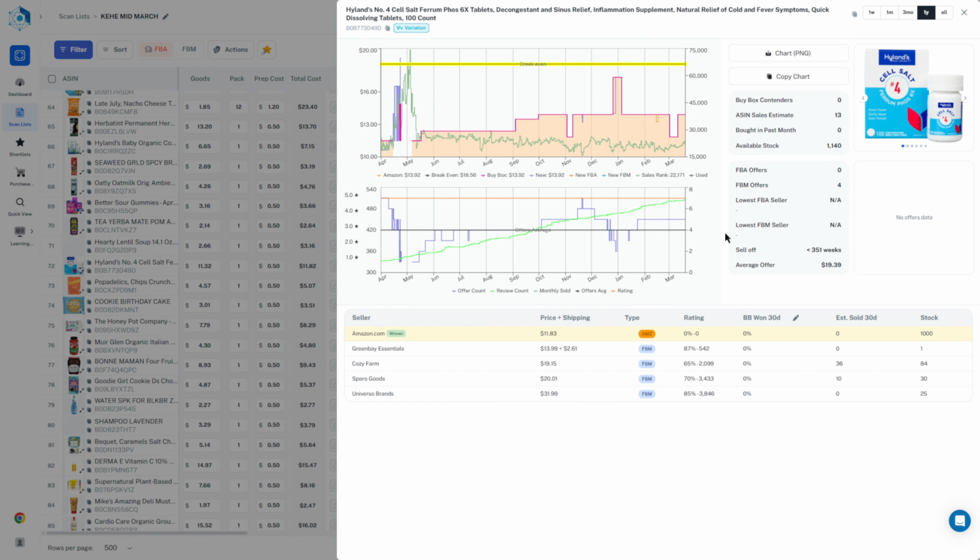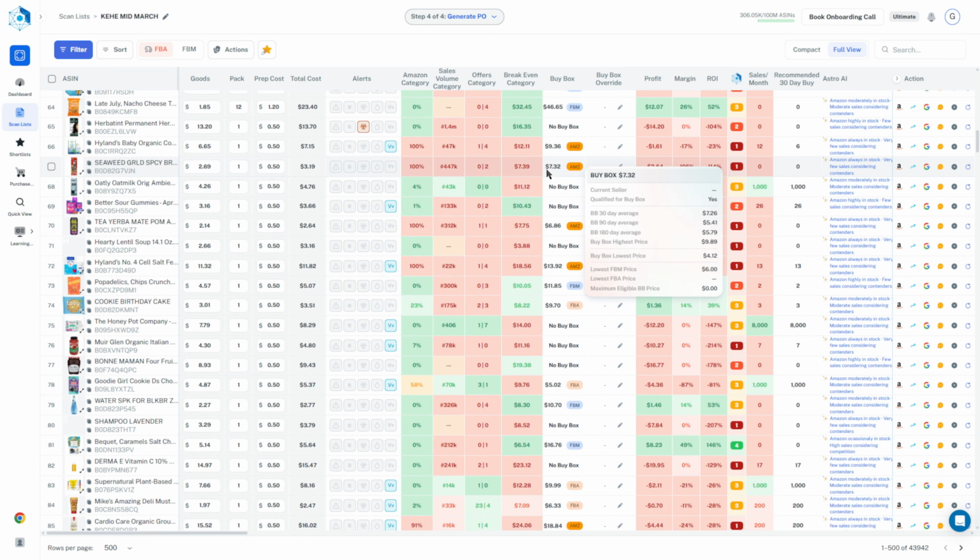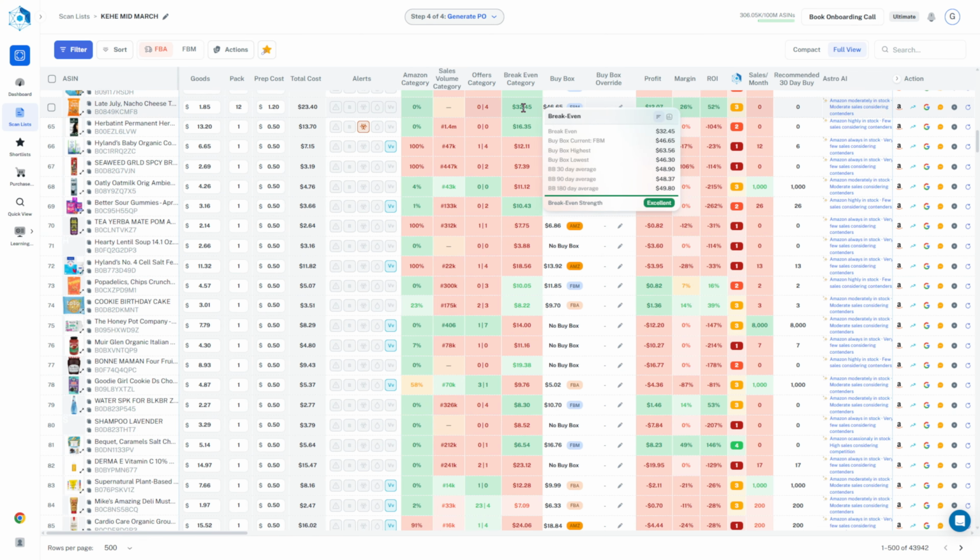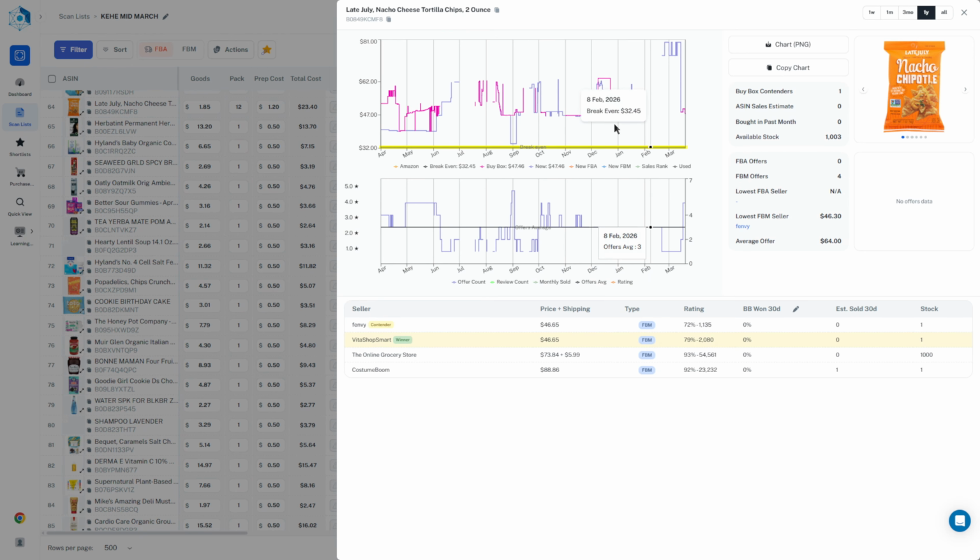Notice this one here, which has a poor break-even strength, is historically at a loss. Whereas if we go to one that's been historically profitable, for example, this one right here, we can see the majority of the data displays that it has been profitable, well above our break-even line.